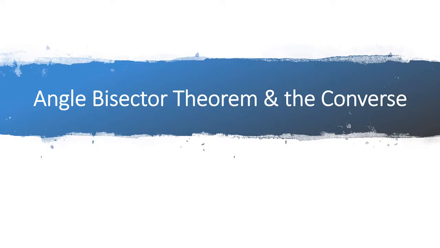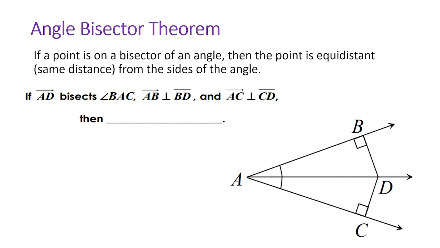So let's take a look at the angle bisector theorem and the converse. The angle bisector theorem states that if a point is on the bisector of an angle, so in this case, point D is on the bisector of an angle, and we can see here because AD cuts angle BAC in half, then D is on the bisector of the angle.